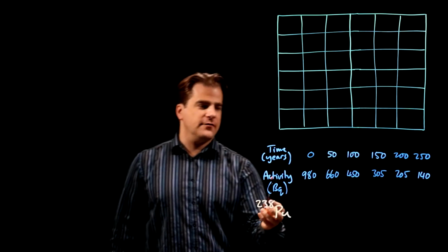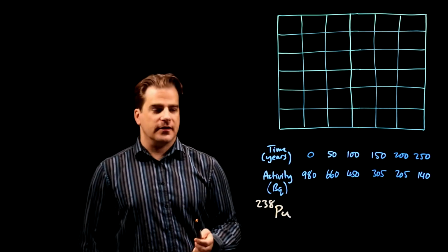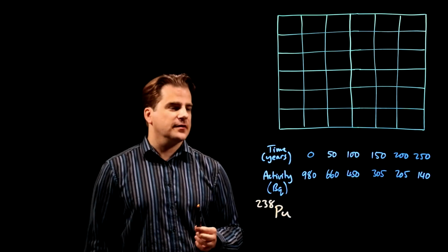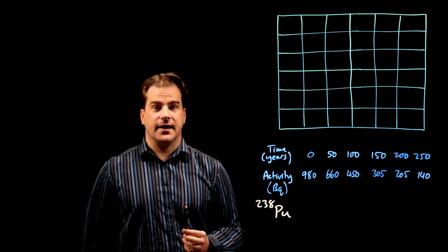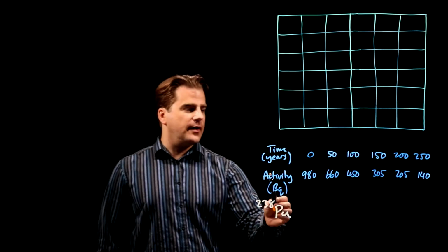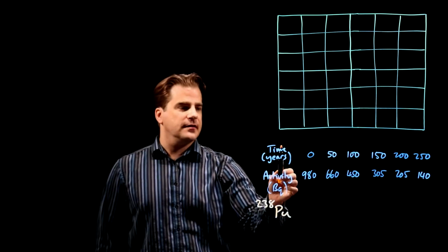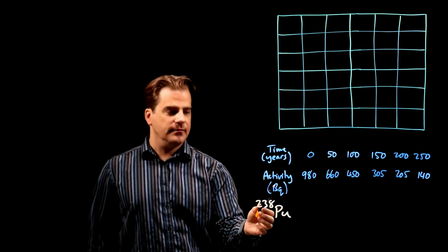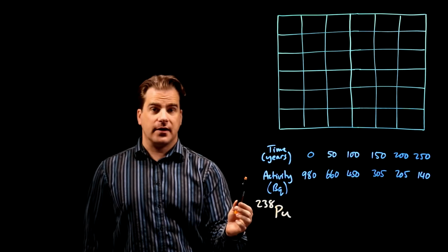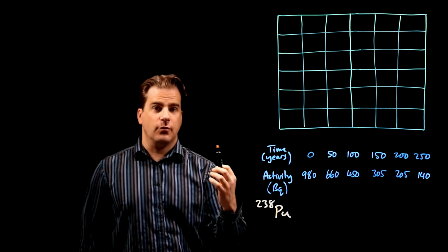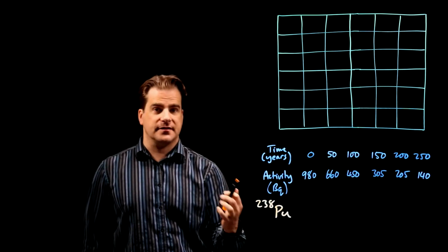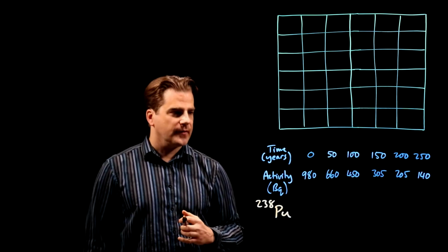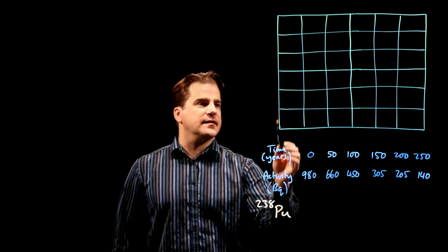Okay, we've been given the activity of a sample of plutonium-238, and we have to plot the activity against time. So activity on the y-axis and time on the x-axis. The becquerel, by the way, make sure you know what that means. 1 becquerel means the decay of 1 atom of the sample per second.